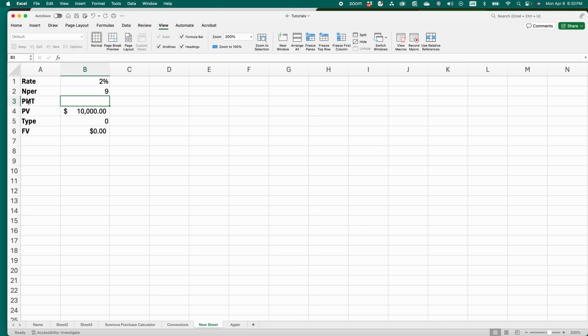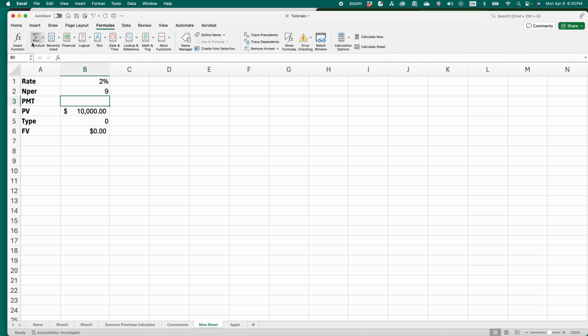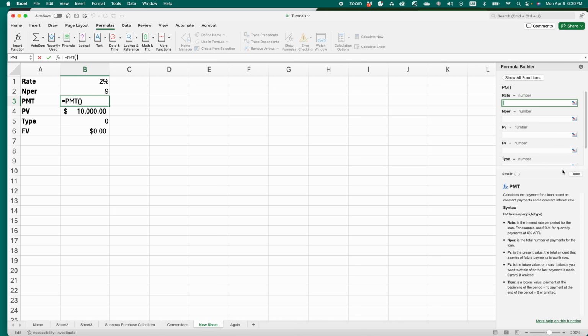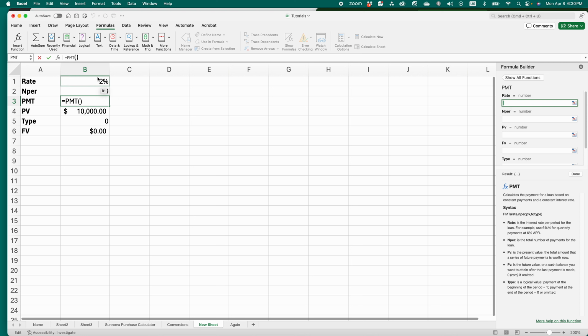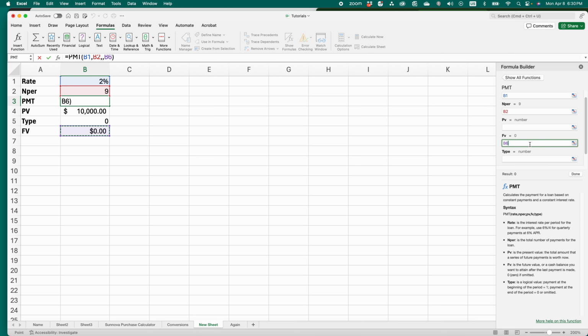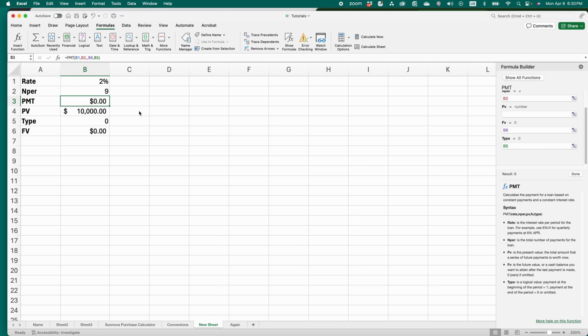So here's how you do this. You click on the cell that is PMT, which means payment, and you go to Formulas. Then you click Insert Function and choose PMT, Insert Function. Now you have to tell it which cell is the rate. That's this one. Then go to NPER. Then choose that cell. That's this one. Payment value, leave blank because we're solving for that. Future value, 0. Choose this one. And type, right here, choose this one that's type 0. Click done. And it will calculate what we've got to pay to pay this off in 9 months.